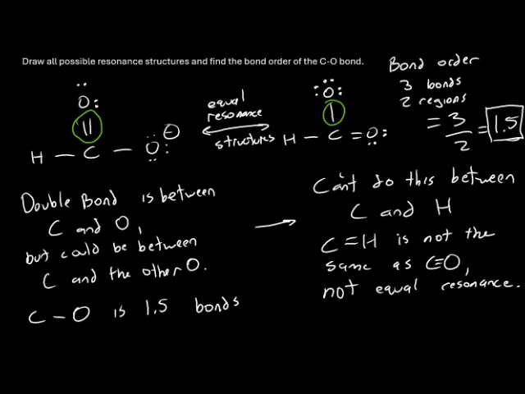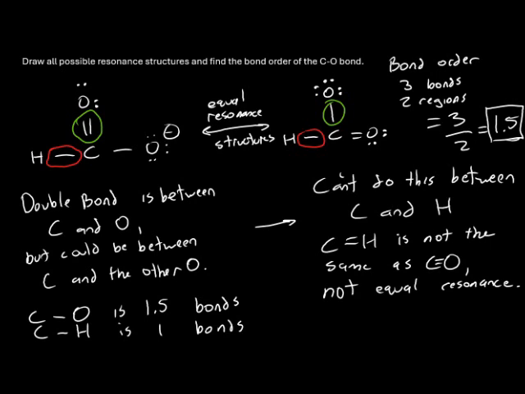That's going to be different from the CH, though. In the lower left, you can see in both structures, the CH is single in both instances, because if we had tried to move the double bond there, that would not have been an equal resonance structure. Therefore, we'll say CO is 1.5 bonds, but CH is still only a single bond, and so there's no need to do any math for that. Because the CH does not change between structures, we know it's always going to be single, and we'll say the bond order for CH is only 1 bond.